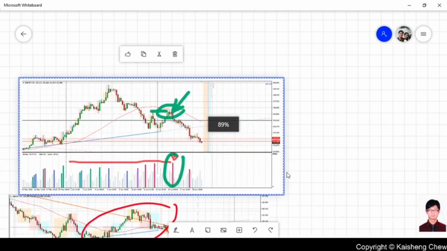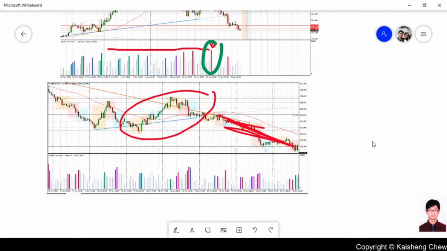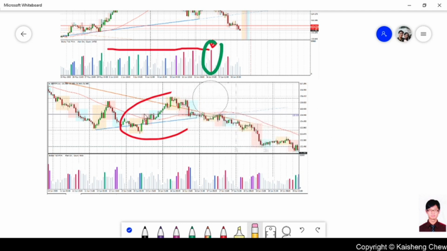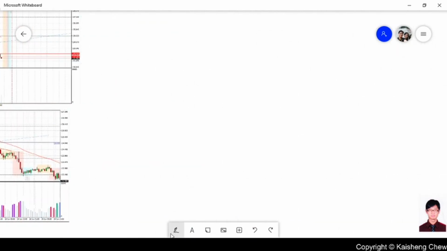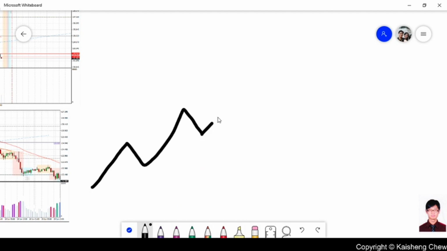Let's go down to the 1 hour. At the 1 hour, we need to see our pullback volume lower. As in the previous video, now we talk about this: when the price is moving up, down, up, down, up, right?